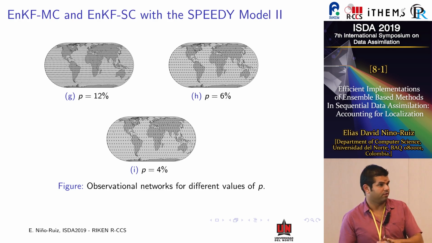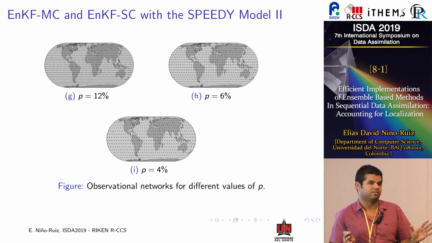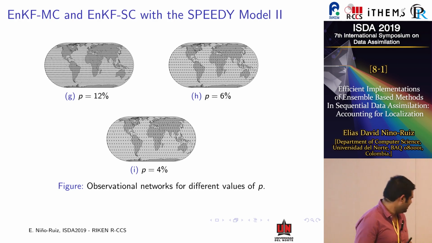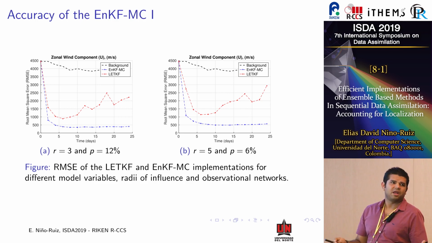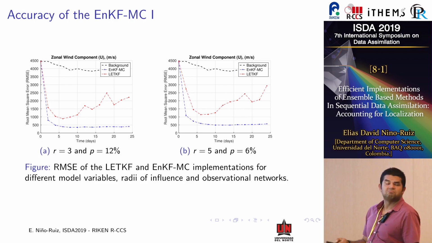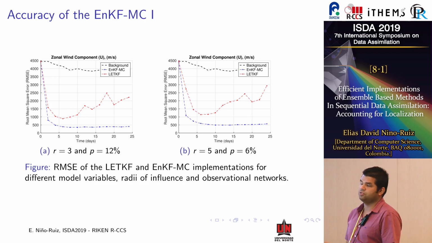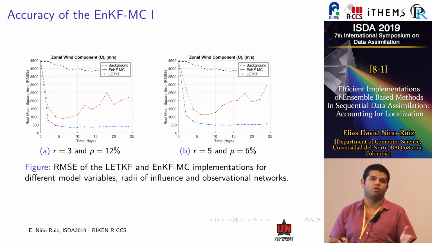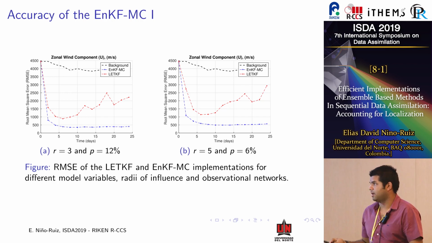For those radii of influence, the LTKF and the compared methods behave very similarly. However, when I increase the radius of influence and decrease, for instance, the observed components, I can see the LTKF's performance degrade. One can argue that if I make use of inflation, I can improve the result of the LTKF. But what I did here is set the inflation factor to 1.04 for everything, for the LTKF and also for the estimation.